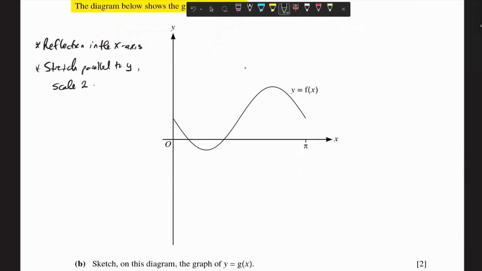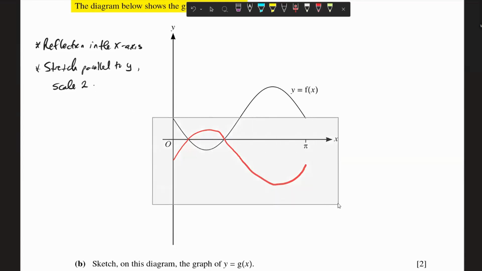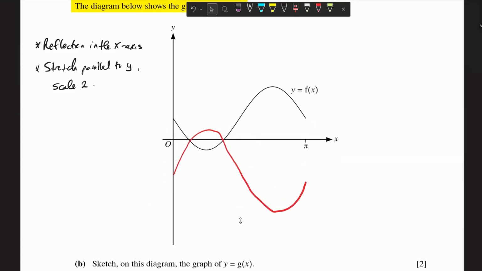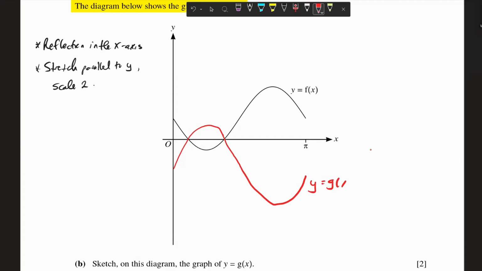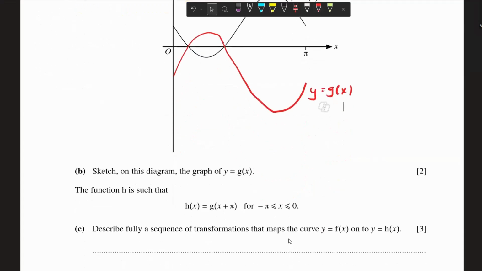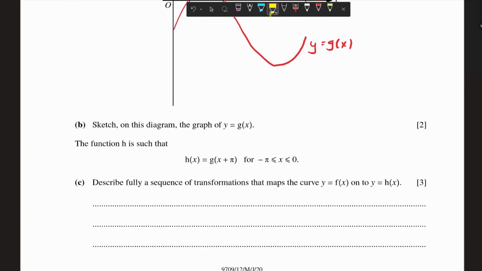So it means that we're going to reflect this graph in the x-axis, right? If we do so, then we'll be having something like this. Okay, so I've reflected it in the x-axis, and then I stretch it parallel to the y-axis. So it's now a little bit stretched. Okay, this is the graph. Okay, y is equal to g of x. That's the answer.